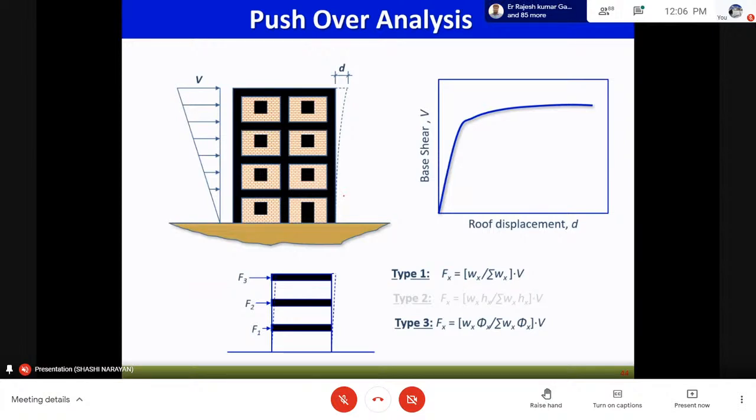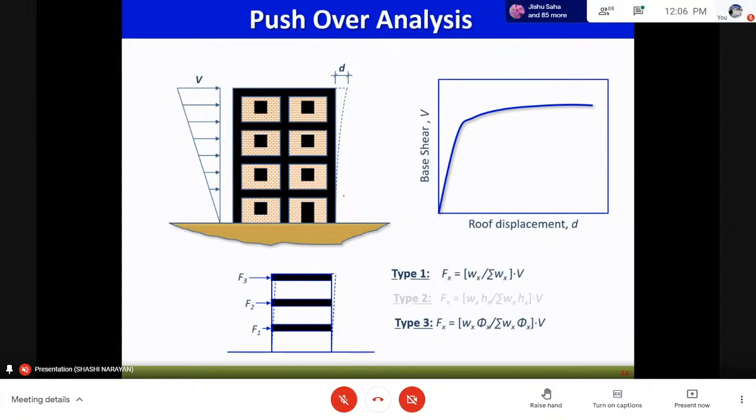In the pushover analysis, what do we do? We generally give a displacement to the structure, and based on those displacements, we determine the forces that the structure is going to have, and that is the base shear. We try to determine the base shear versus roof displacement curve. Then we superimpose this curve with the elastic response spectra demand, and determine whether the structure will fail or not fail.